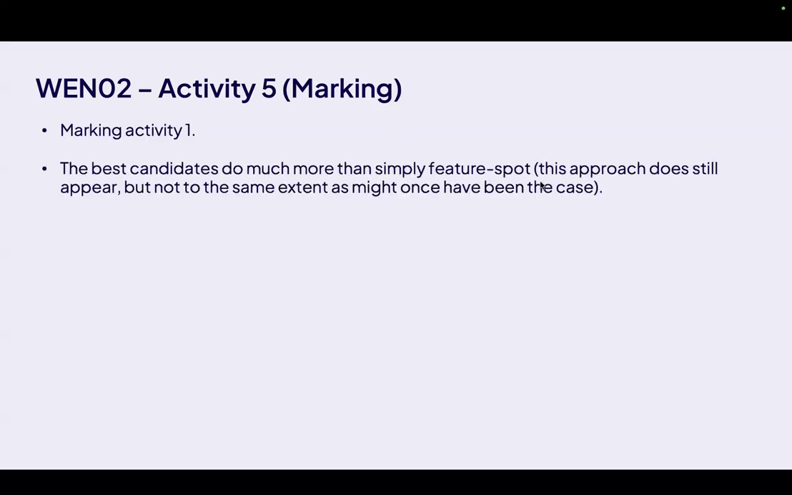It's marking activity 1, and just a few points to note: the best candidates do much more than simply feature spot. As I said before, knowing the word but not being able to analyse it isn't going to get them any marks, so it has diminished. Students are not feature spotting like confetti and just peppering them into their texts everywhere. They do know more and more that if they mention something, they have to say where it's relevant, why it is being applied, and analyse it to deep diving depth.